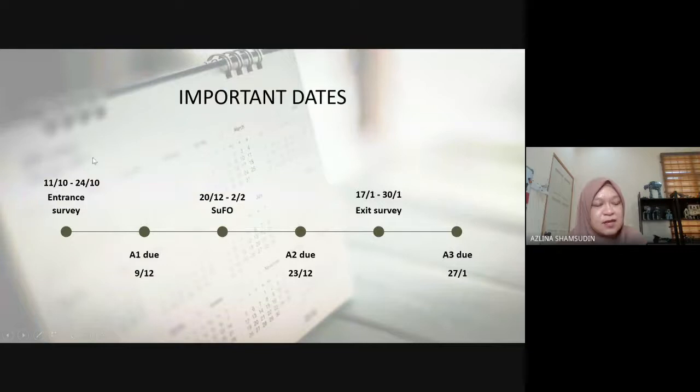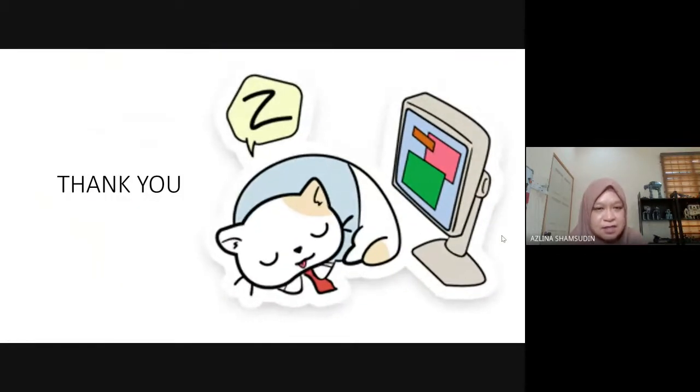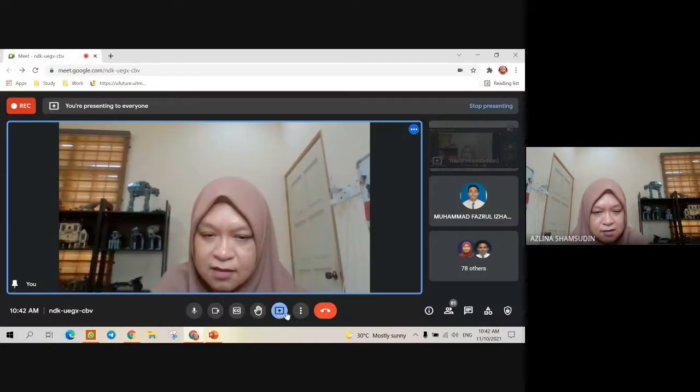For the important dates, you can start doing the entrance survey starting today. However, there's been a kind of problem with your future from yesterday and today. So when you can log into your future, please do the entrance survey. Then assignment 1 due, you have to do SU4, assignment 2 due, exit survey, assignment 3, and also the test. I did not put the test here because it was previously the final. So that's a little bit about the assessment and the overview of the subject.